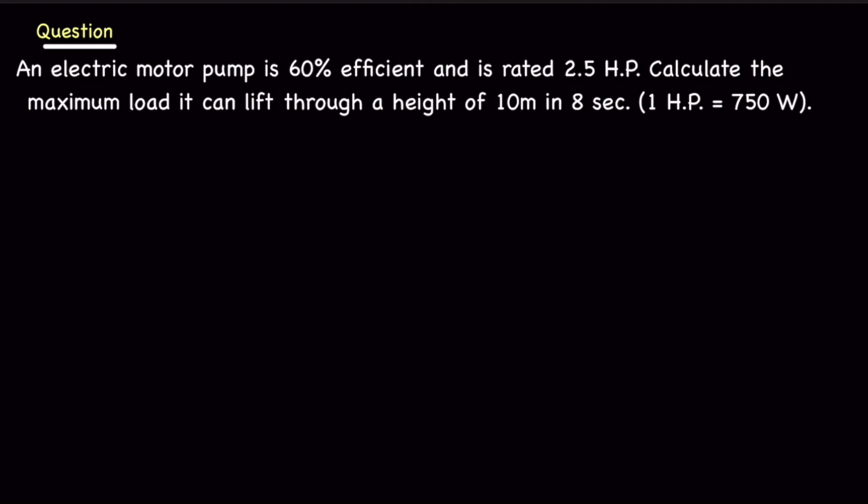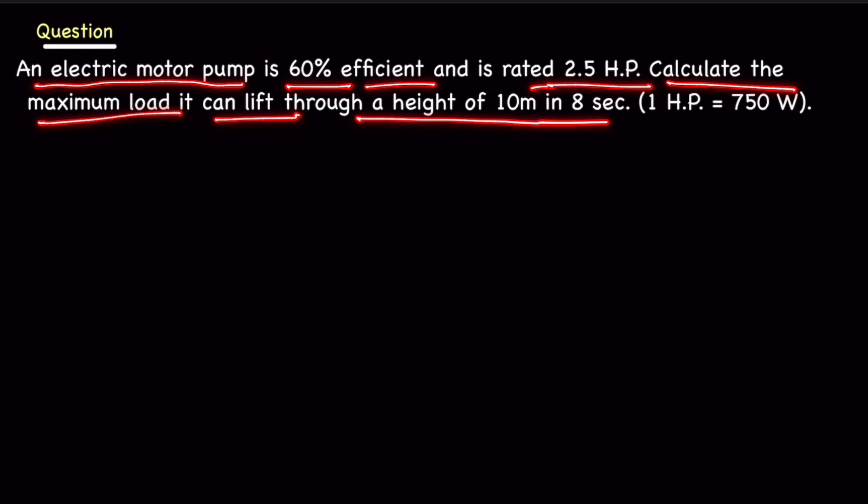In this question, an electric motor pump is 60% efficient and is rated 2.5 horsepower. Calculate the maximum load it can lift through a height of 10 meters in 8 seconds. So here, 1 horsepower value is 750 watt.